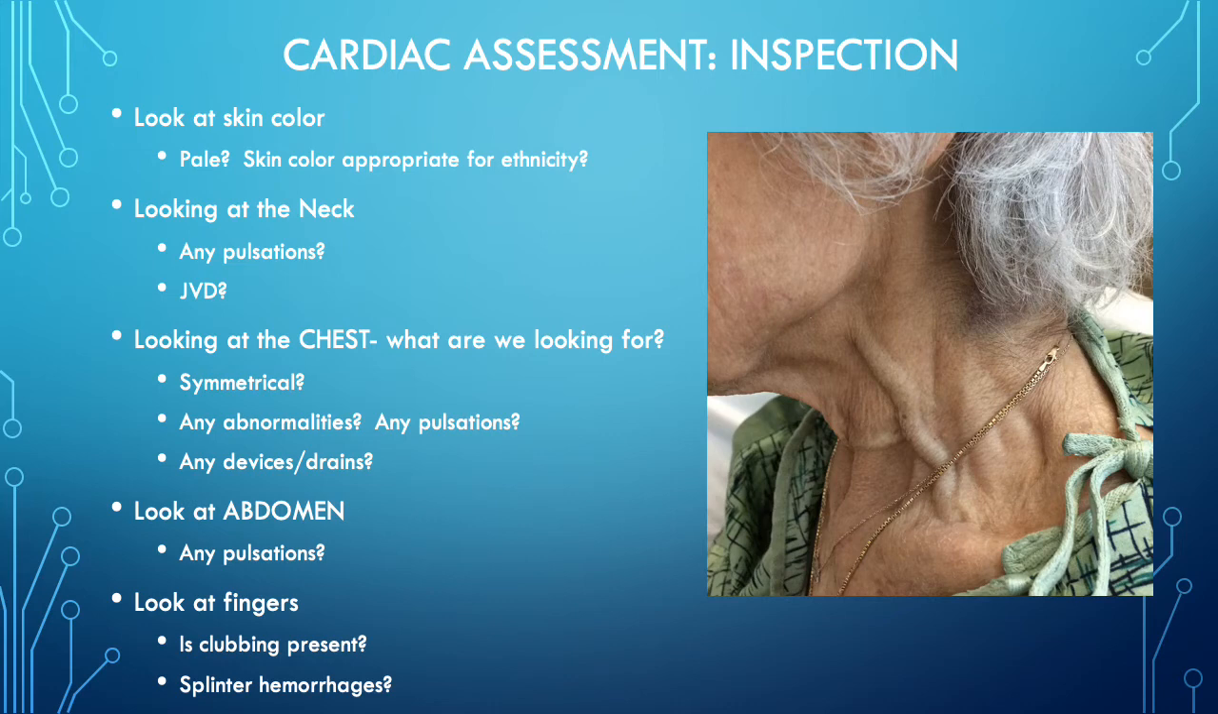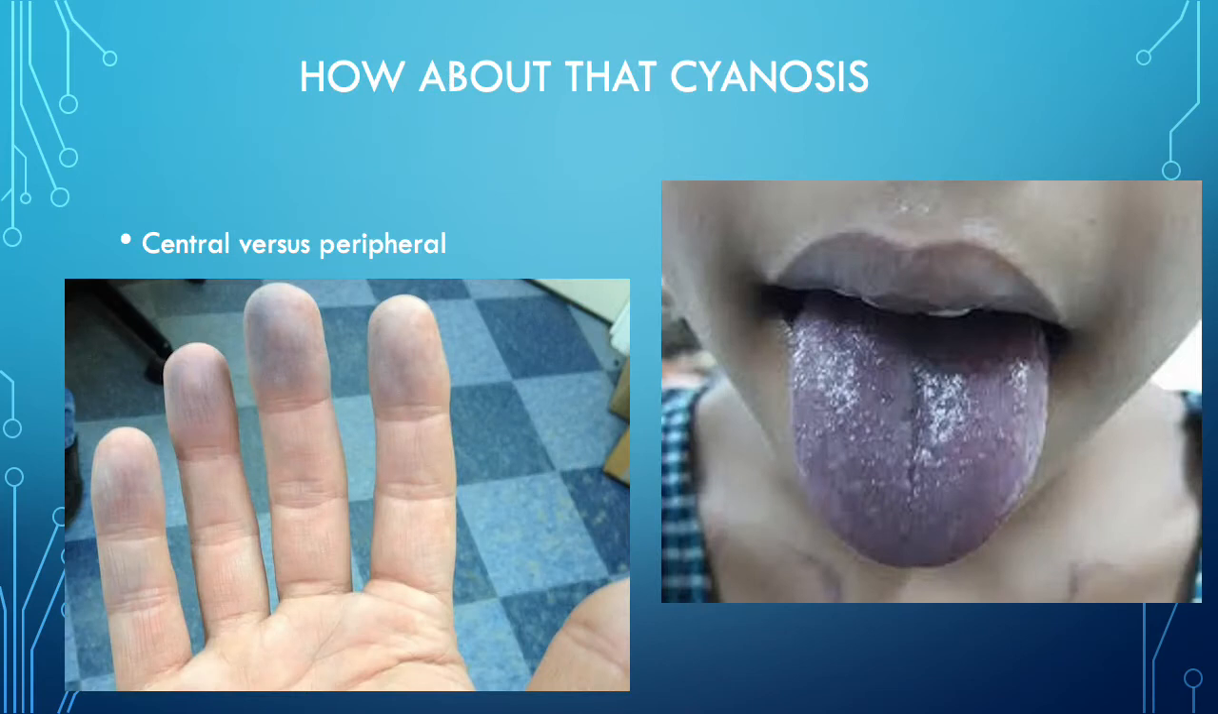The abdomen, we're going to be talking about aorta problems. So are there any pulsations in the abdomen? We want to be looking for those. And then the fingers, any clubbing present, any splinter hemorrhages. And I have some pictures of those coming up.